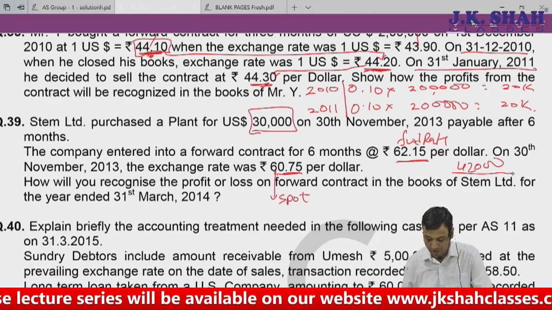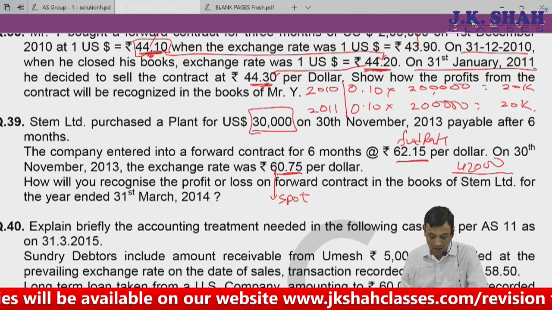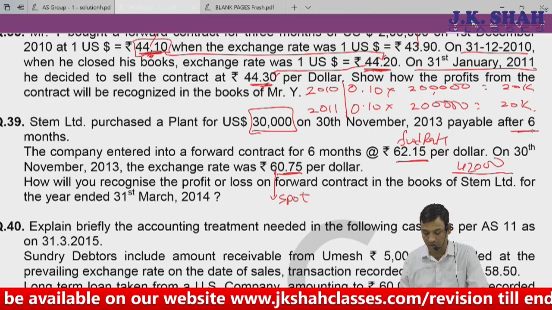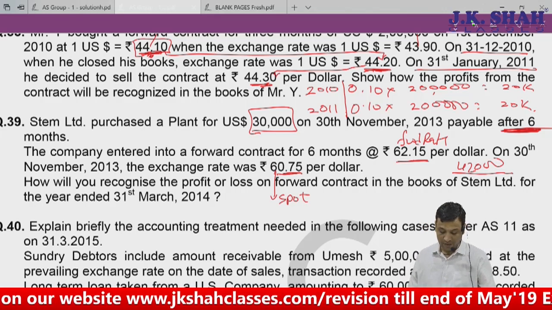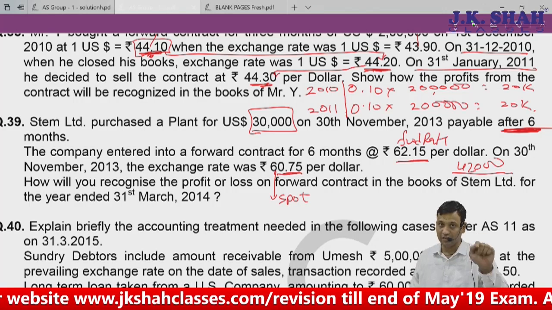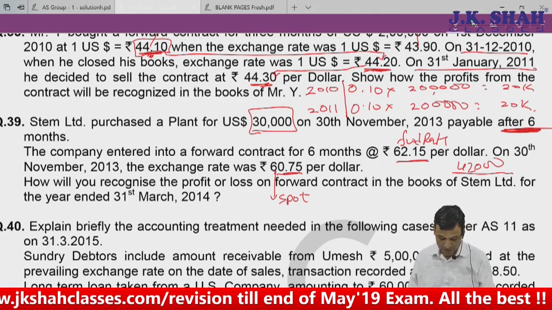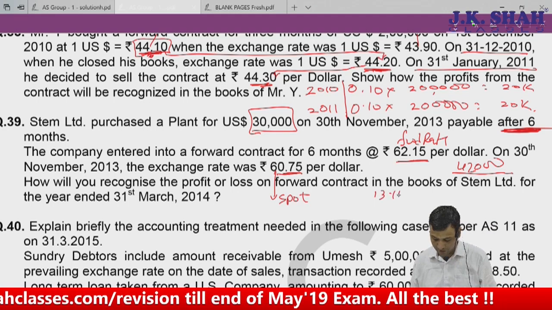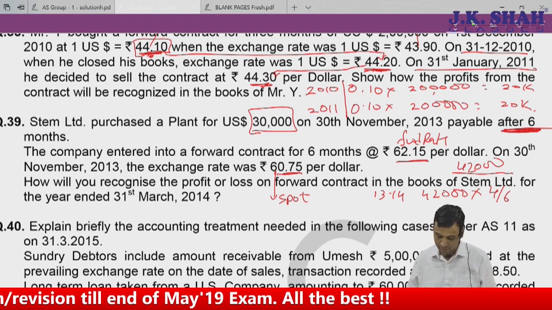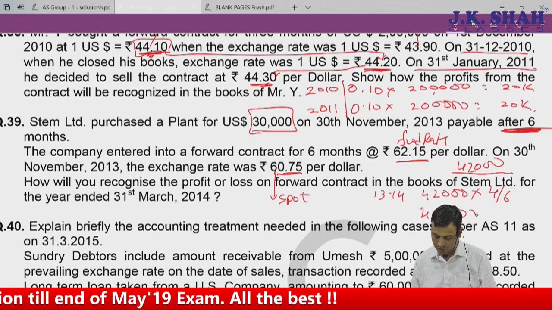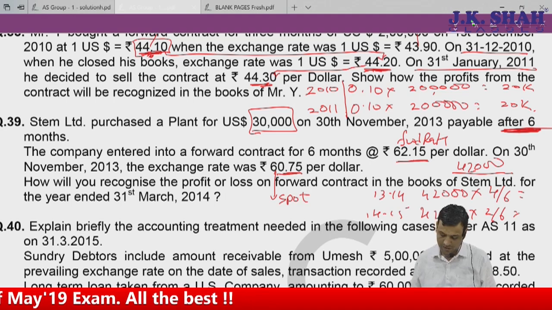This 42,000 is to be amortized over 6 months. November is the date of transaction, 30th November. So December, January, February, March: 4 months will come in financial year 13-14. So for 13-14, I will say 42,000 into 4 by 6. And the remaining will be 42,000 into 2 by 6. This will go in the next financial year, that is 14-15, and this is in 13-14.